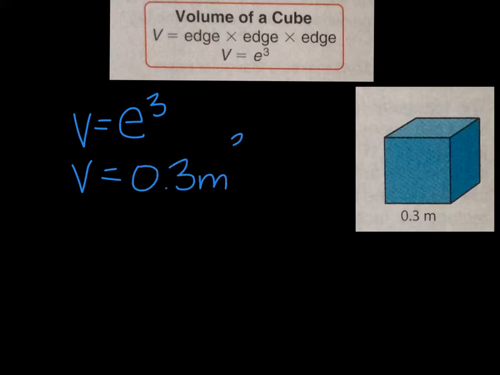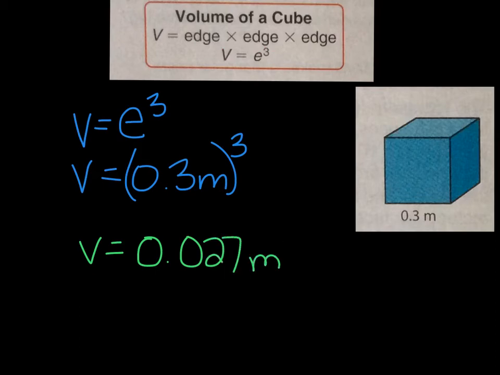So here we have a cube, and each of its sides is 0.3 meters. In order to find the volume of this cube, we would do V equals E cubed. So V equals each edge, 0.3 meters, cubed. When we multiply 0.3 times 0.3 times 0.3, the volume equals 0.027 meters cubed. So the volume of the cube is 0.027 meters cubed.